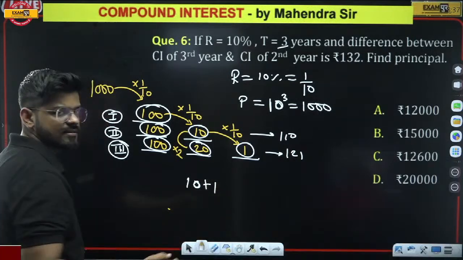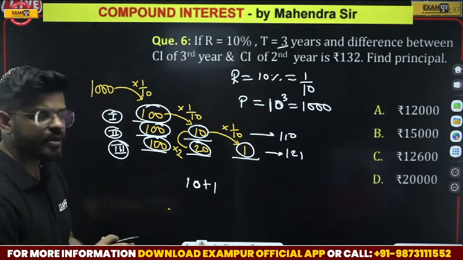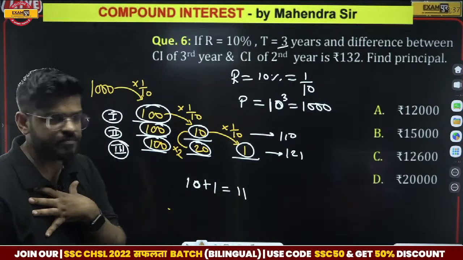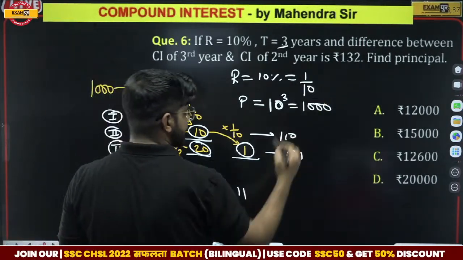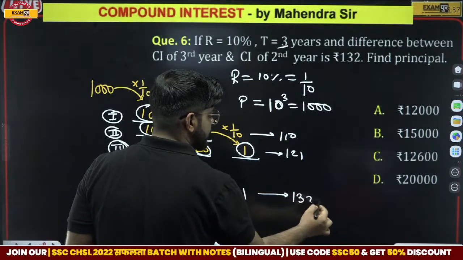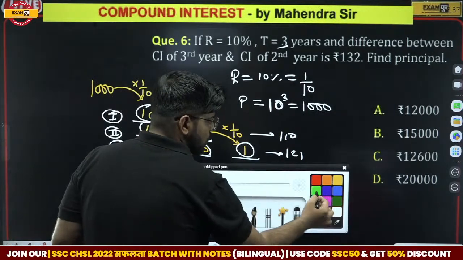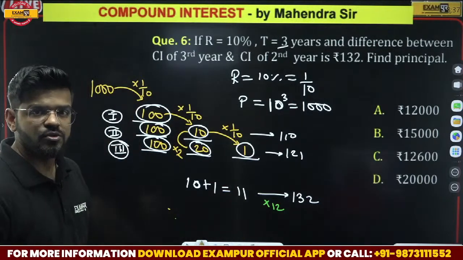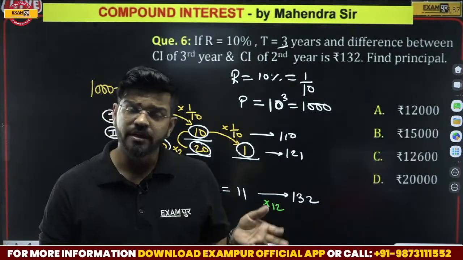Otherwise, in both cases you are going to get 11. So 11 is my difference, but according to the question it is 132. According to the question it is 132. So what has been multiplied here? The multiplying factor is 12. So you just have to multiply by 12 whatever you have been asked.